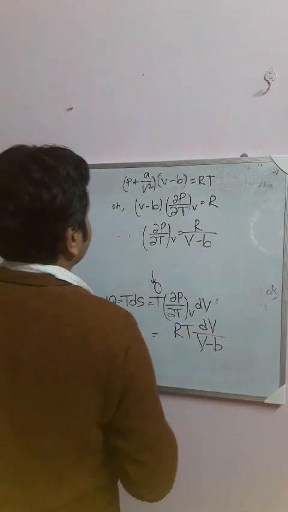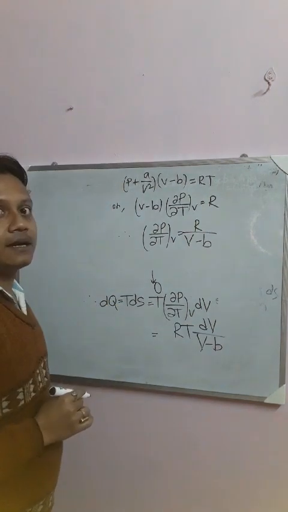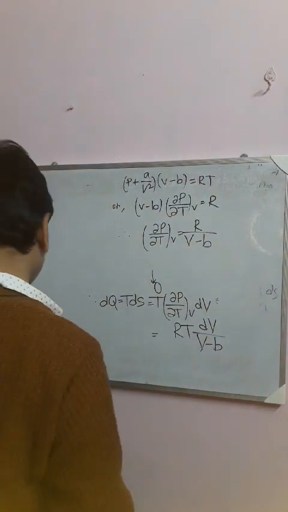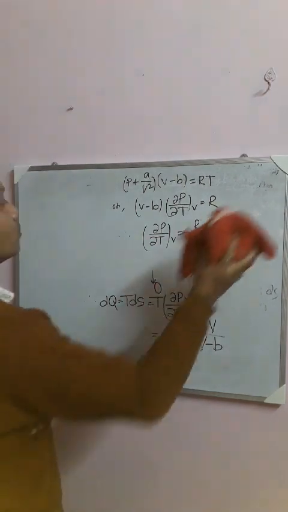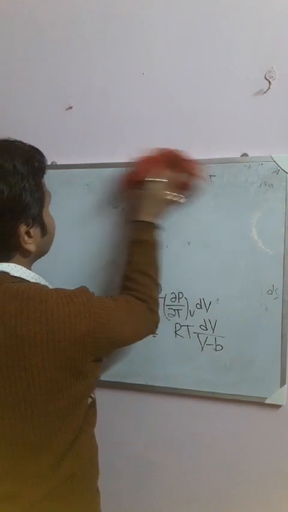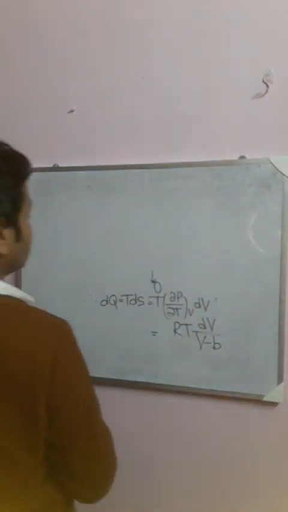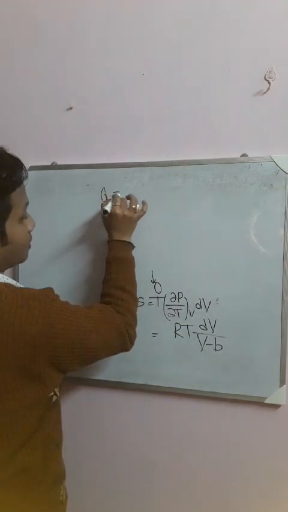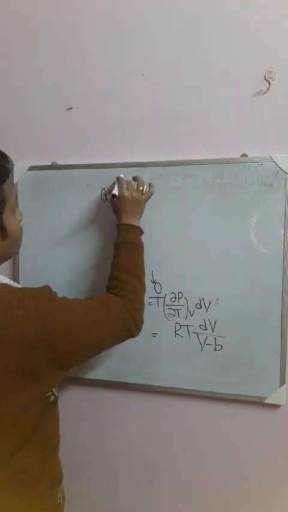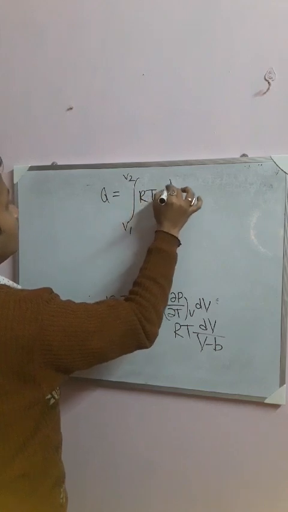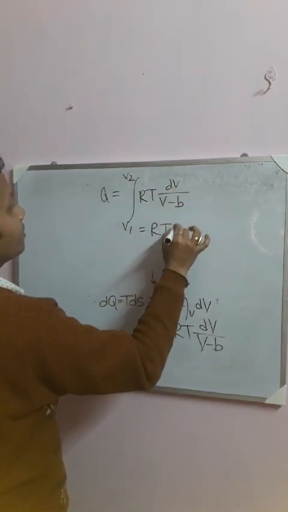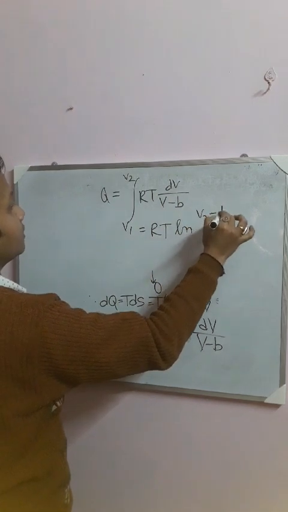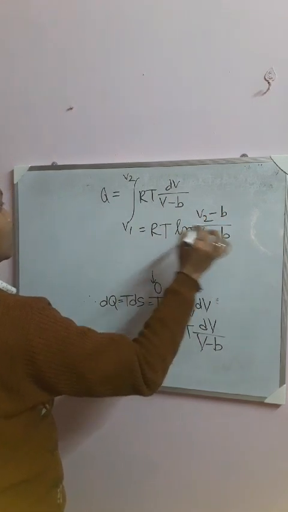It is given in the question that the initial volume is V1 and the final volume is V2. So just integrate this expression within the limits V1 to V2. You will get the heat transfer during the process. So from V1 to V2, RT dV by (V minus b), RT is constant and the integral is ln (V minus b), and if you put the limits it becomes this. So thus we arrived at the result.